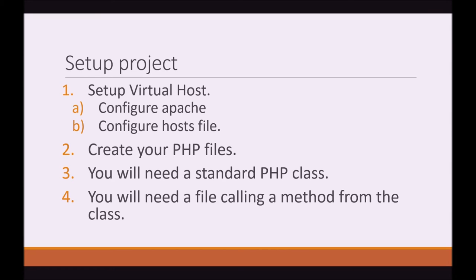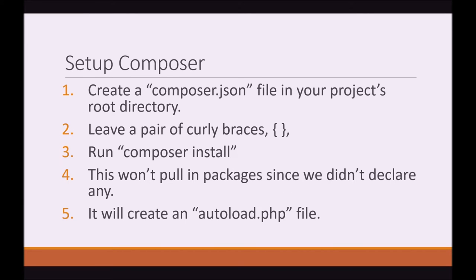So this is what we're going to do here. First, we're going to set up our project. Again, this is optional. You can set up a virtual host, and all you need to do is configure the Apache file and configure your hosts file. If you don't want to do that, you can just run it via the terminal. Number two, create your actual PHP files. Number three, you will need a PHP class with a method in it. Number four, you'll need a file calling a method from that class.